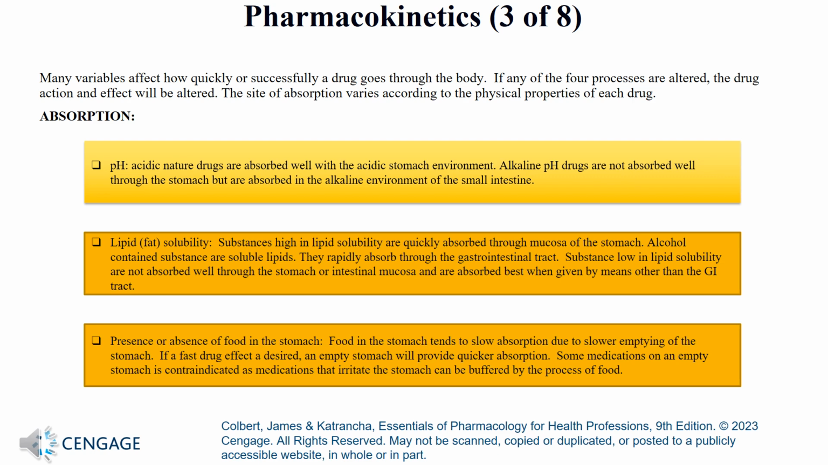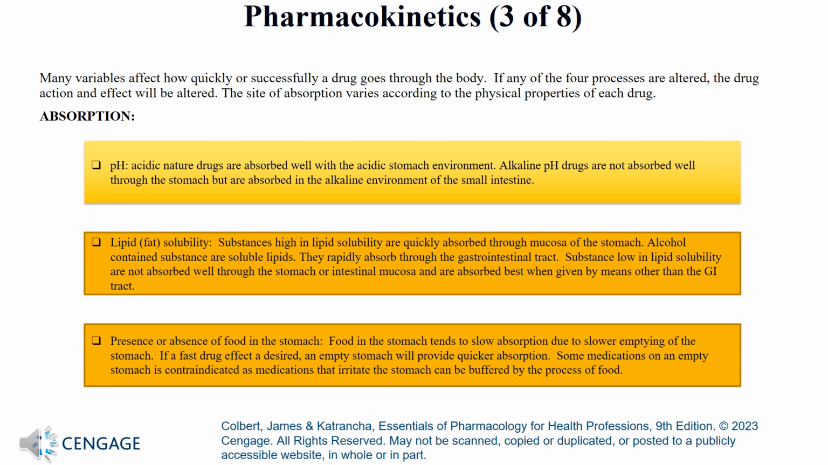Alright, so we're going to look at absorption. The site of absorption varies according to the physical properties of each drug. So let's take a look at pH. Acidic drugs are absorbed well in the acidic stomach environment. Alkaline pH drugs are not absorbed well through the stomach, but are absorbed in the alkaline environment of the small intestines. Your lipid, which is your fat solubility.